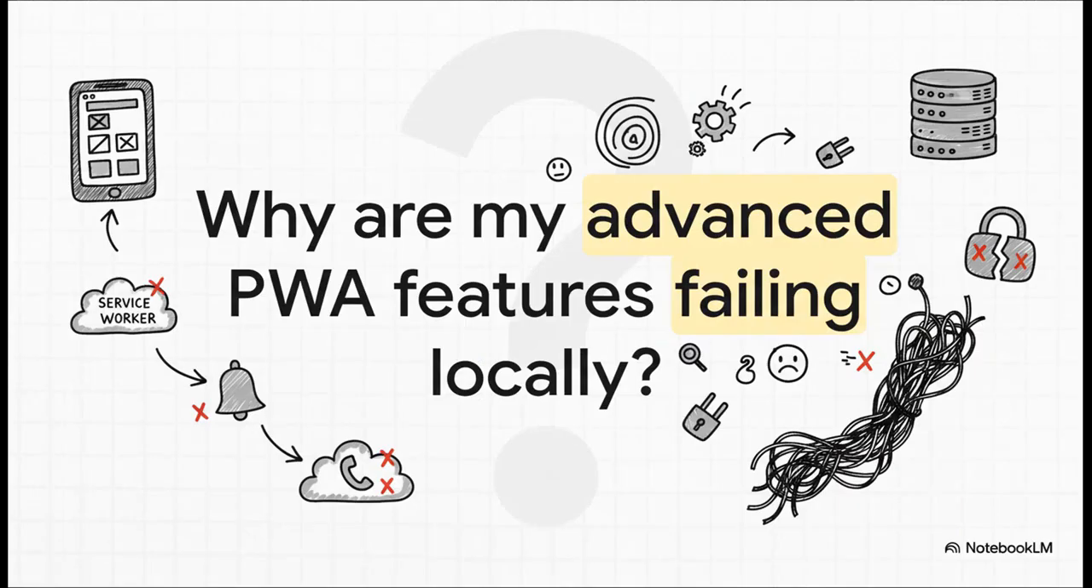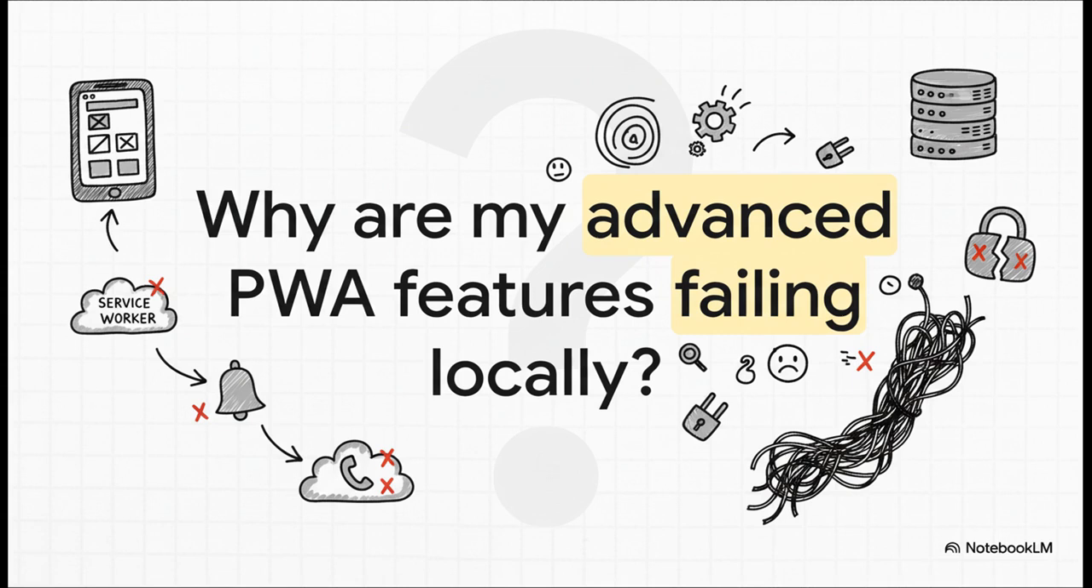So you know the feeling, right? You've built this awesome PWA. The basic stuff is working perfectly, but then the second you try to do something cool, like register a service worker or fire off a push notification, it just breaks. Nothing. It's a super common and honestly really frustrating problem.